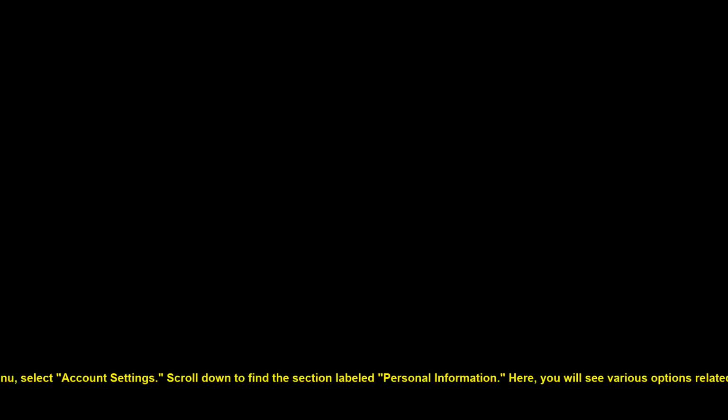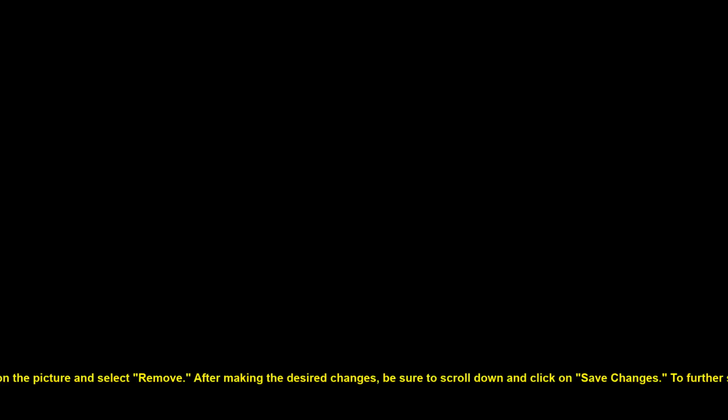Scroll down to find the section labeled Personal Information. Here, to reset your personal profile, click on the Edit button next to your personal information. You can now update your name, email address, or any other information you'd like to change. If you want to remove your profile picture, simply click on the picture and select Remove.